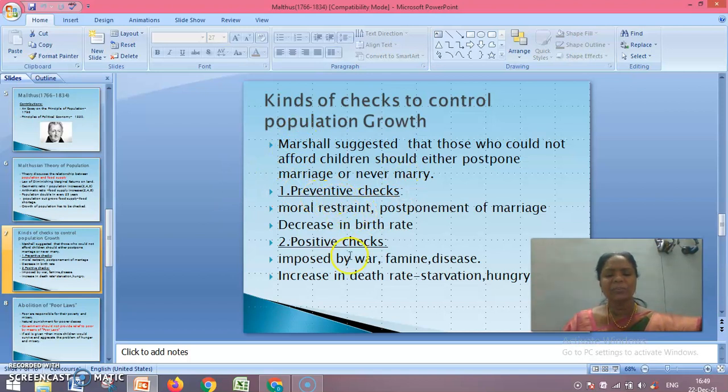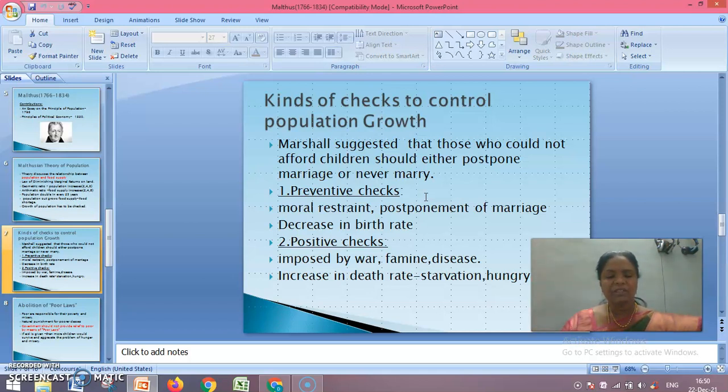One is a preventive check and another one is a positive check. Preventive checks like moral restraint, postponement of marriage. If we adopt these techniques, naturally we'll be able to decrease the birth rate. And he's also talking about the positive checks.